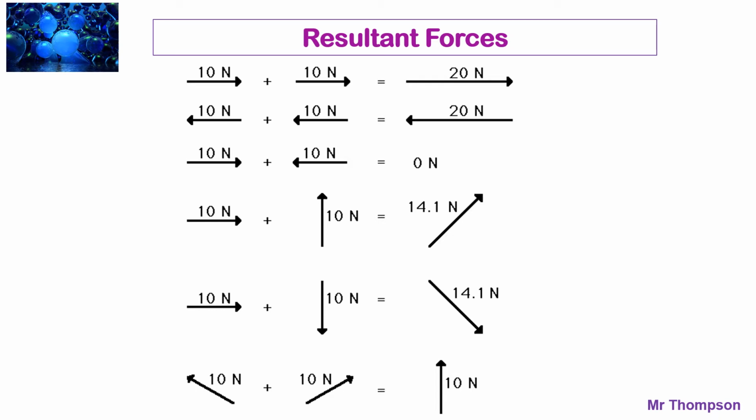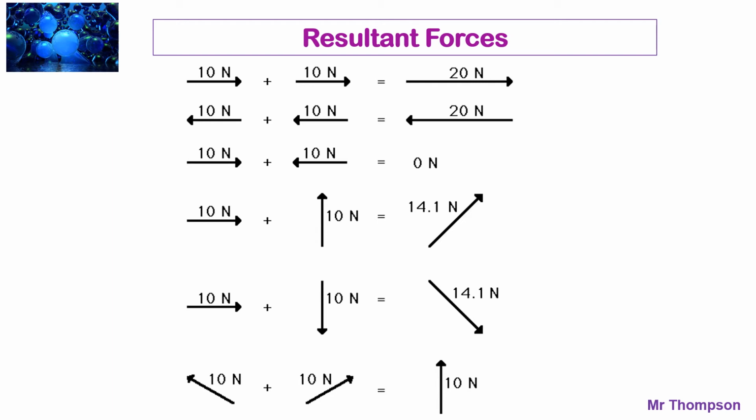So the first two are quite straightforward. If the forces are in the same direction, the same plane, then they'll just be added together. So two 10s would have a resultant force of 20. In the third situation, they're in the same plane, but they're equal and in opposite directions, so they cancel out. So the resultant force would be 0. That would be a balanced force.